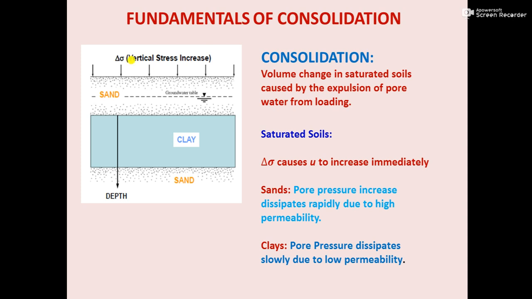Now you see the soil, let's say you have a sandy layer, and then in between there is a clay layer, and below the clay layer again there is a sandy layer. And you see the groundwater table is somewhere here. That means this portion of the sand is fully saturated, this portion of the sand is fully saturated, and obviously this clay is fully saturated, right?